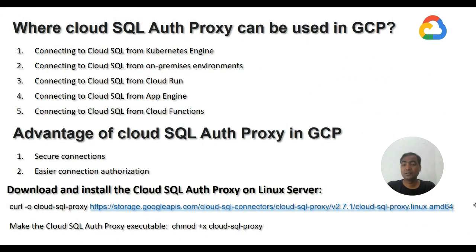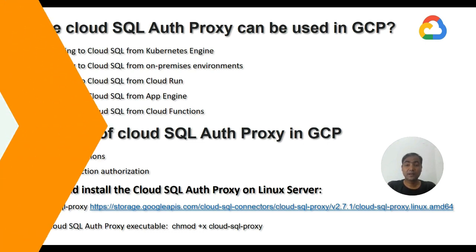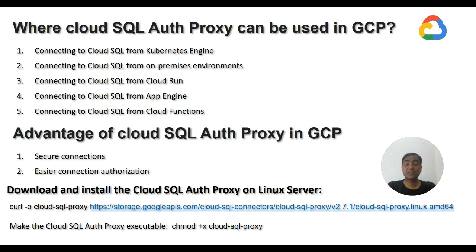Guys, as you can see here, some of the benefits of Cloud SQL Auth Proxy in Google Cloud Platform are: Secure connection. The Auth Proxy helps establish a secure connection between your application and the Cloud SQL instances. Easier connection authorization. The Cloud SQL Auth Proxy uses IAM permissions to control who and what can connect to your Cloud SQL instances. Now guys, you can understand what Cloud SQL Auth Proxy is and where it can be used in the Google Cloud Platform.